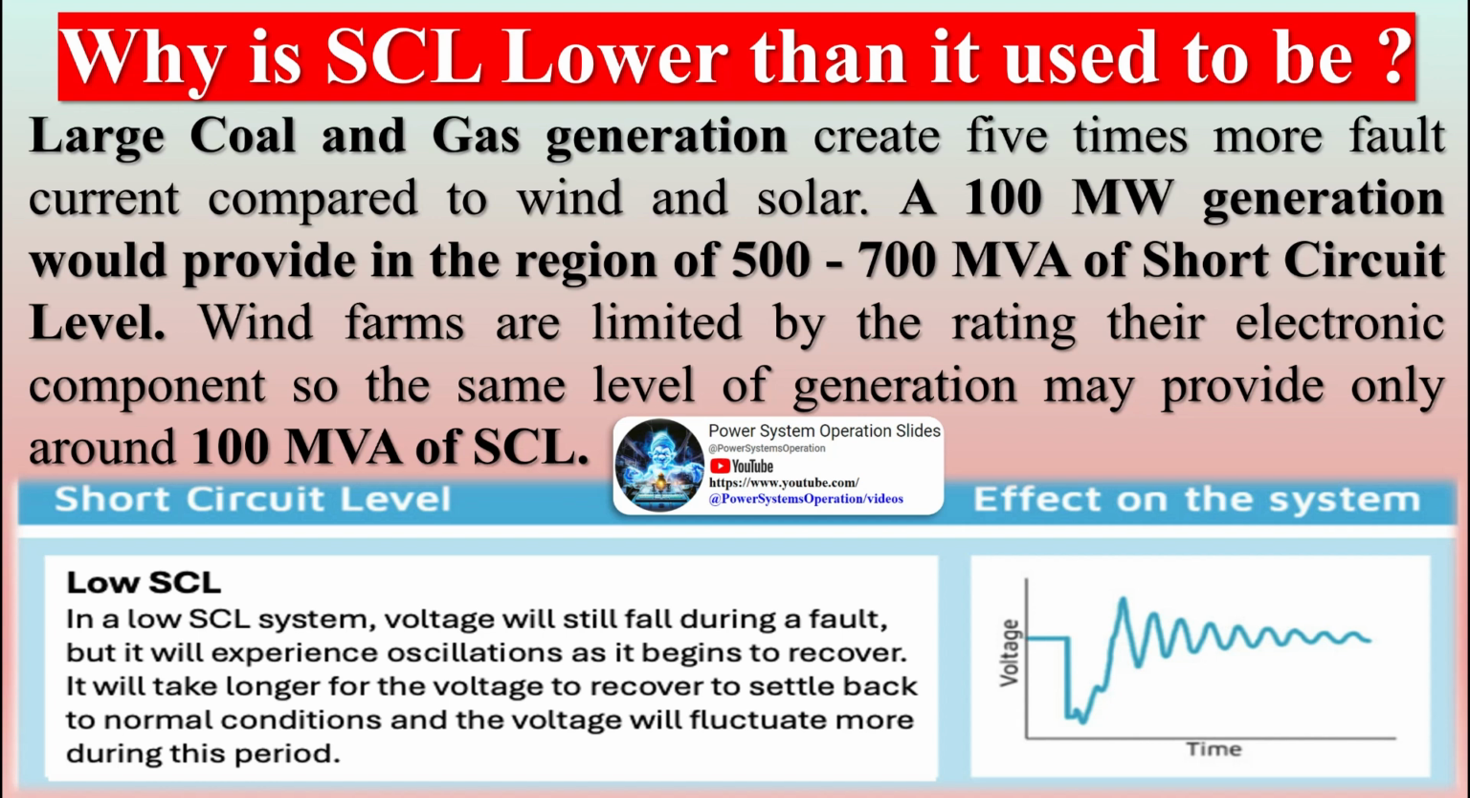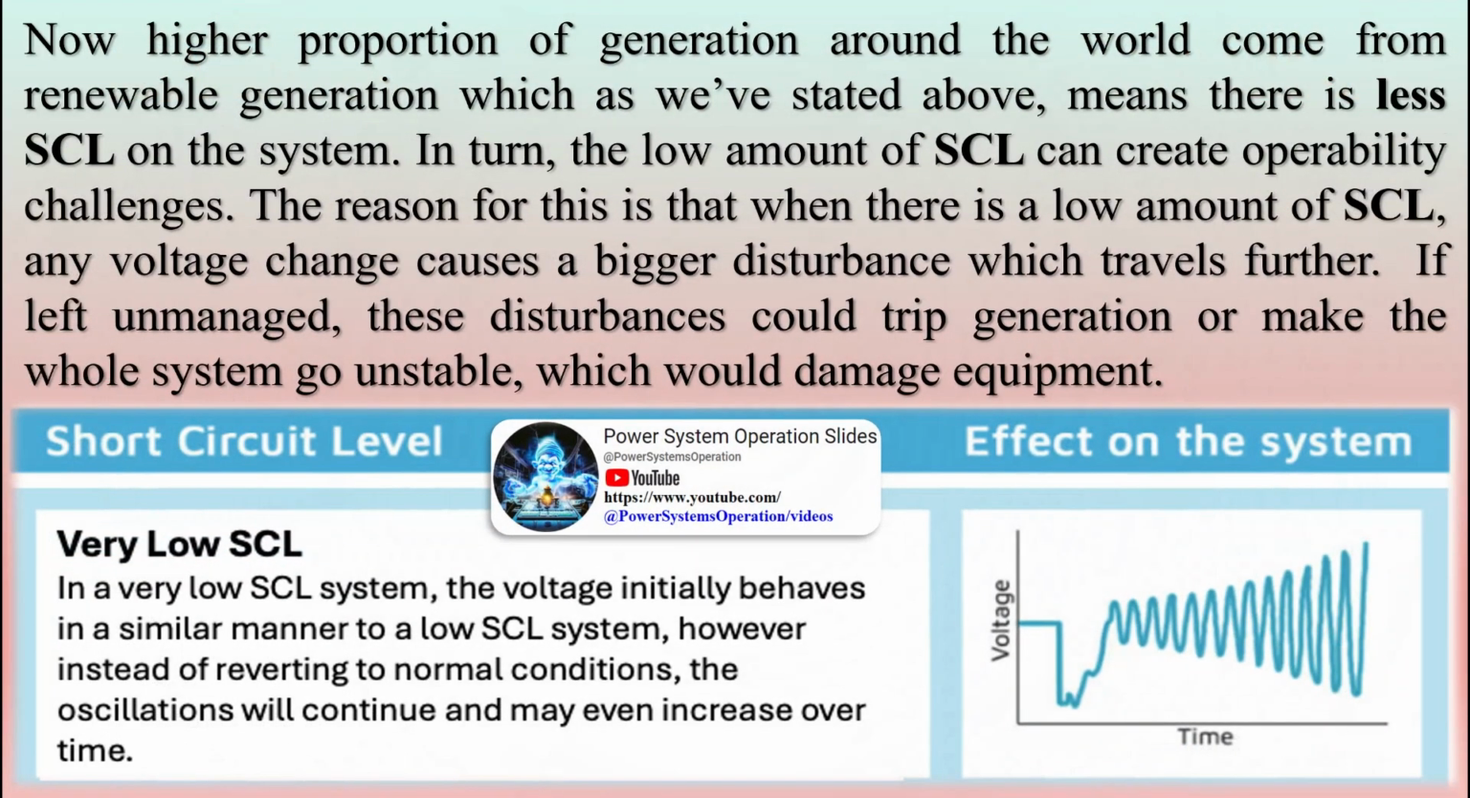In turn, the low amount of SCL can create operability challenges. The reason for this is that when there is a low amount of SCL, any voltage change causes a bigger disturbance which travels further. If left unmanaged, these disturbances could trip generation or make the whole system go unstable, which would damage equipment. Short-circuit currents are currents that introduce large amounts of destructive energy in the forms of heat and magnetic force into a power system.